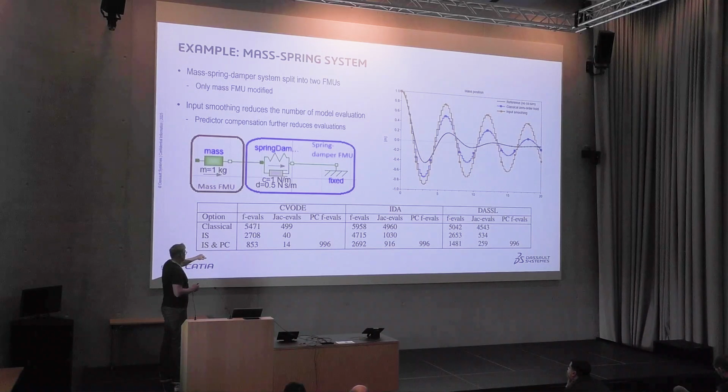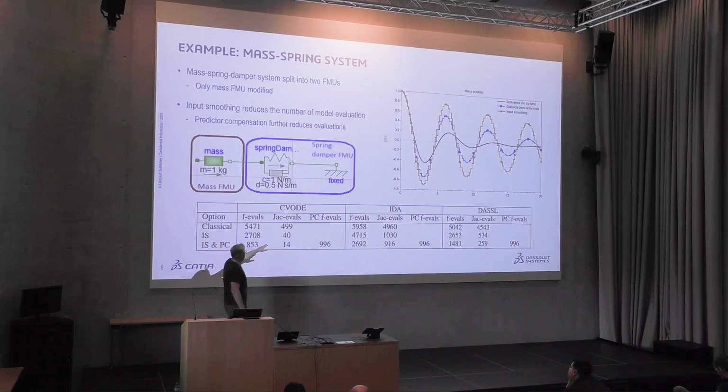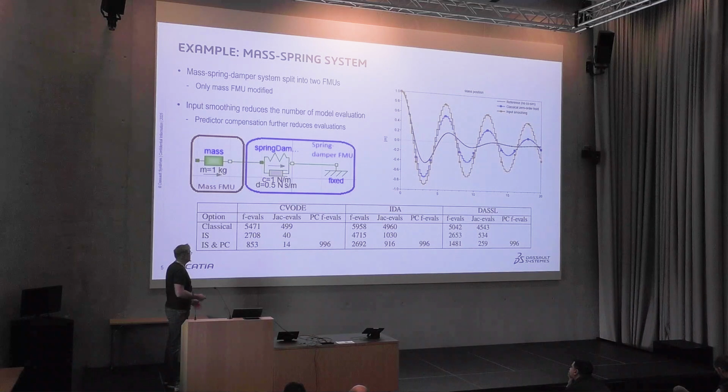With a classical co-simulation, we have to restart the solver at each communication point. This means re-evaluating the Jacobian, for example. So we have 500 communication points. That means 500 Jacobian evaluations. By just smoothing the input, we can reduce that to 40, and also have fewer F evaluations.